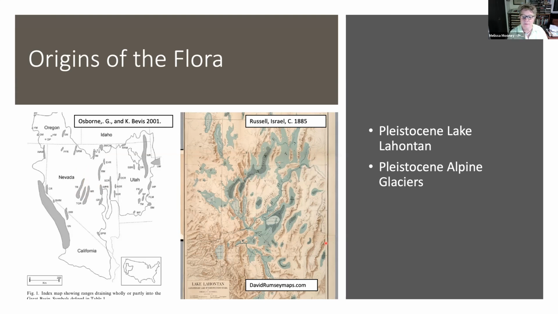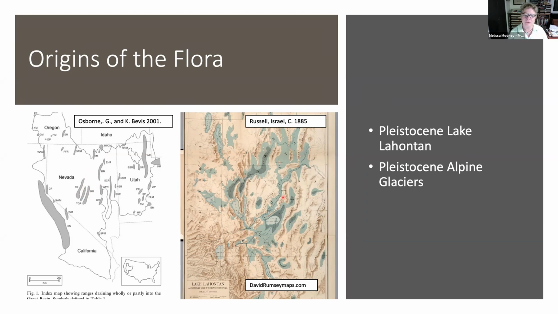Now on the right side of the screen, you see an old historical map taken from David Rumsey Maps of Lake Lahontan. Well, okay, what's all this got to do with Black Rock and Burning Man? Well, I sort of put that in there because I wanted to rope you in and you know how that kind of stuff goes. But there is a connection, and it's the Pleistocene.